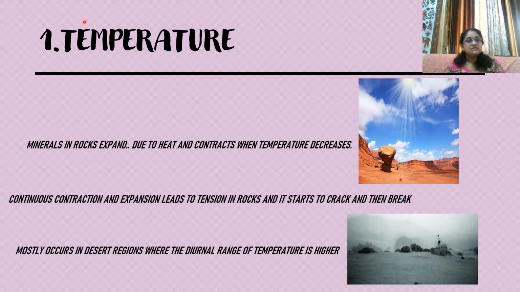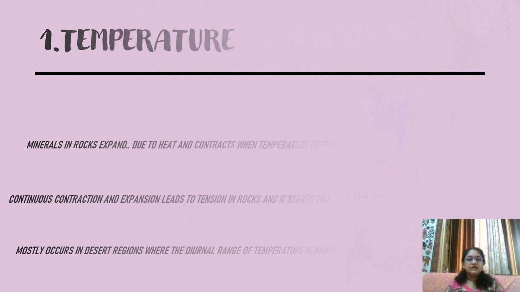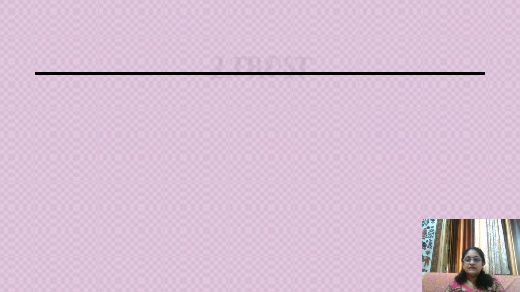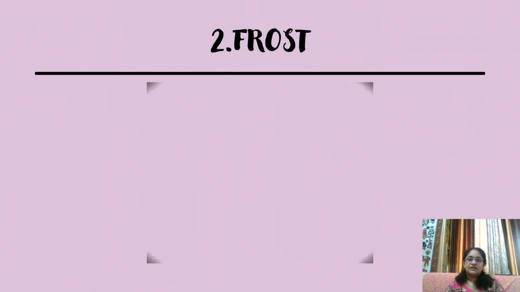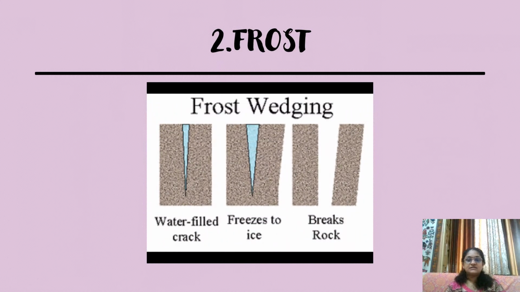So the first thing that we have seen, how does physical weathering take place? Because of temperature. This is one of the reasons. I suppose that is clear to everyone. Okay. Now next one is frost.